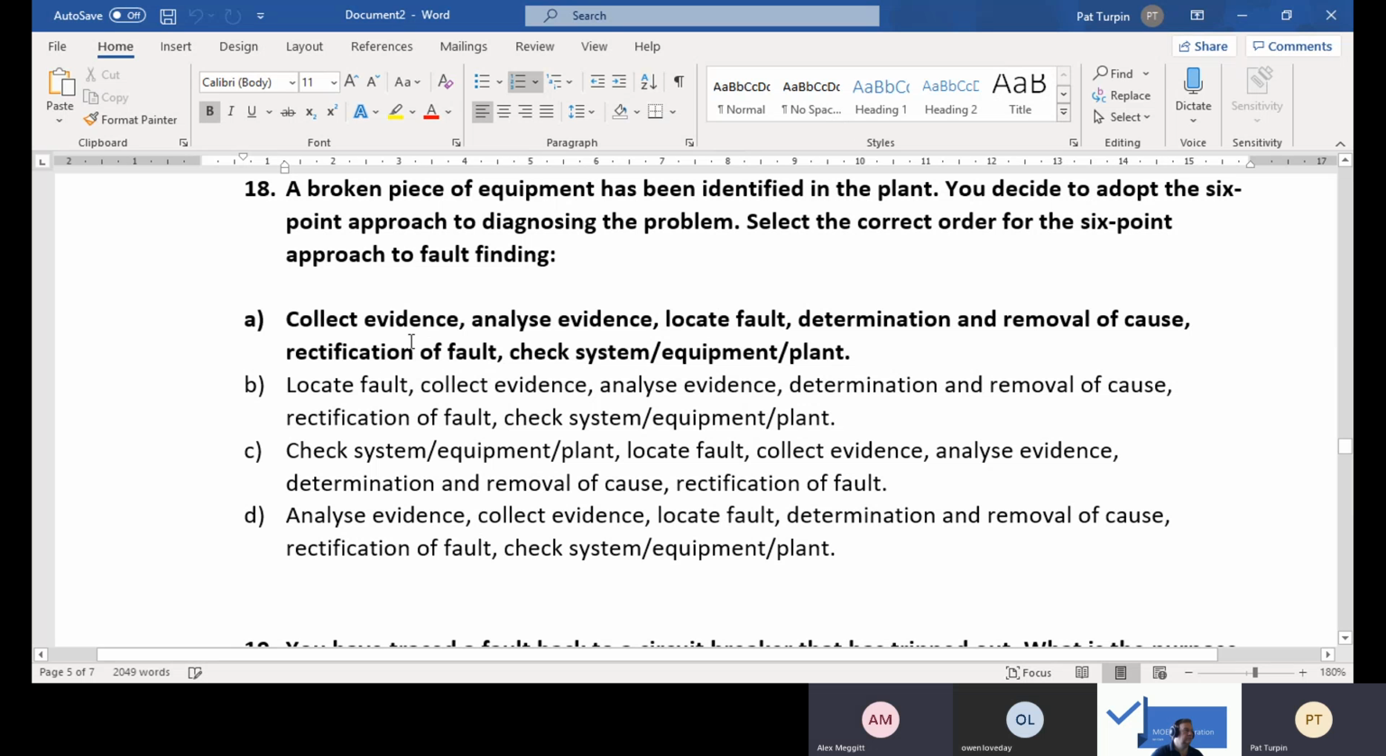But yes, in theory, you're going to collect the evidence. Someone's going to tell you this is what is wrong. Then you analyse it and go, well, that all points to that bush there. Determination and removal of the cause: you're going to look at it and determine, is that the cause? And if it is, take it out. Then you need to rectify it, fix it, check it again, and put it back into place.